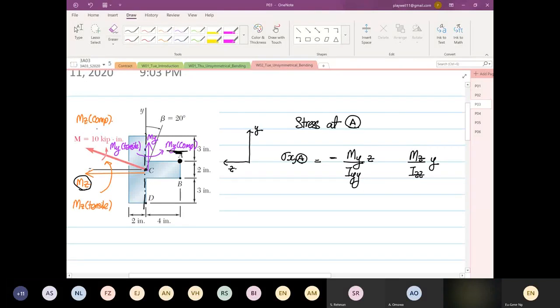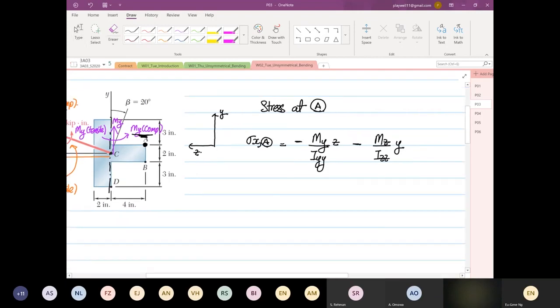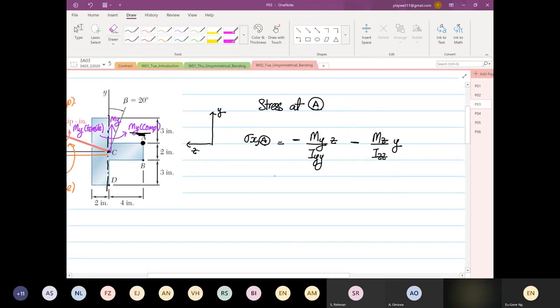MZ is also what? Compression. That's why I'm telling you not to worry about the plus or minus on the standard formula. You look at this analysis, you are able to identify whether it is positive or negative. So the next easy thing to do is the My and IYY.